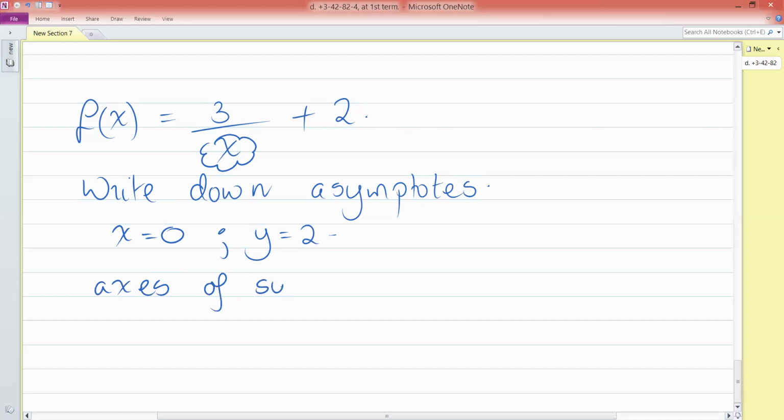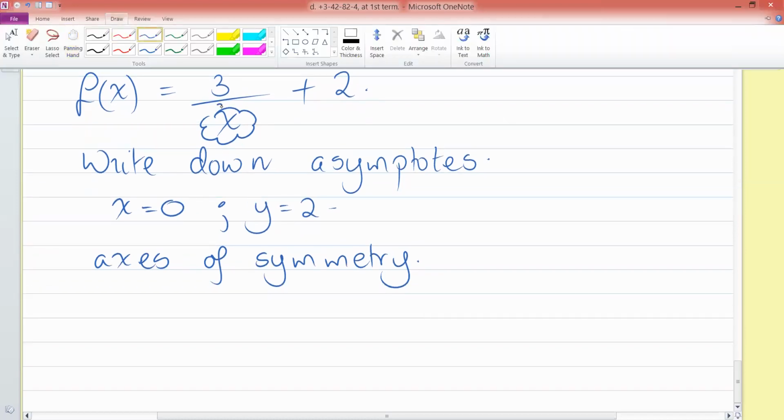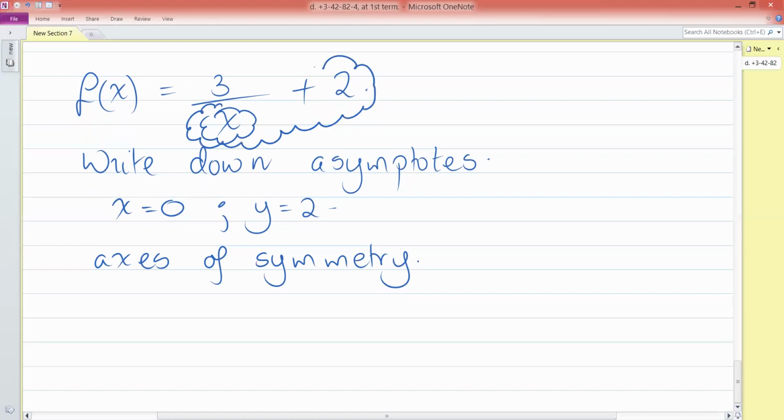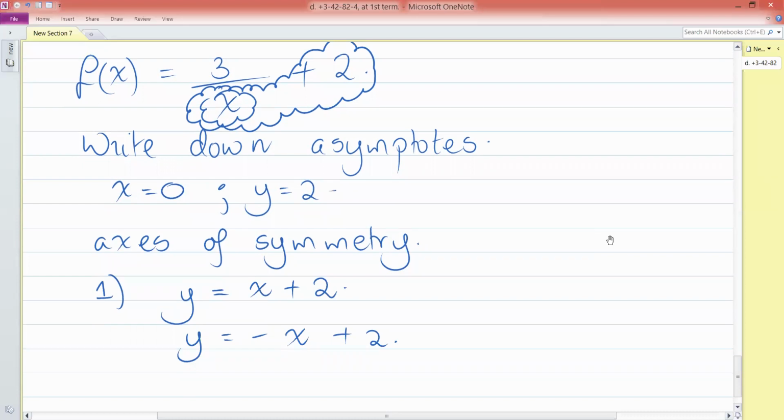Axes of symmetry. How would we do that? If you weren't here last time, for axes of symmetry, we said we always look at the denominator with the +2. So the first equation for the axis of symmetry is y equals x plus 2. Then the other one, remember, is y equals negative x plus 2. Okay, sketching this type again, what would you do if you don't know the shape? Plug it into your calculator and knock it out.